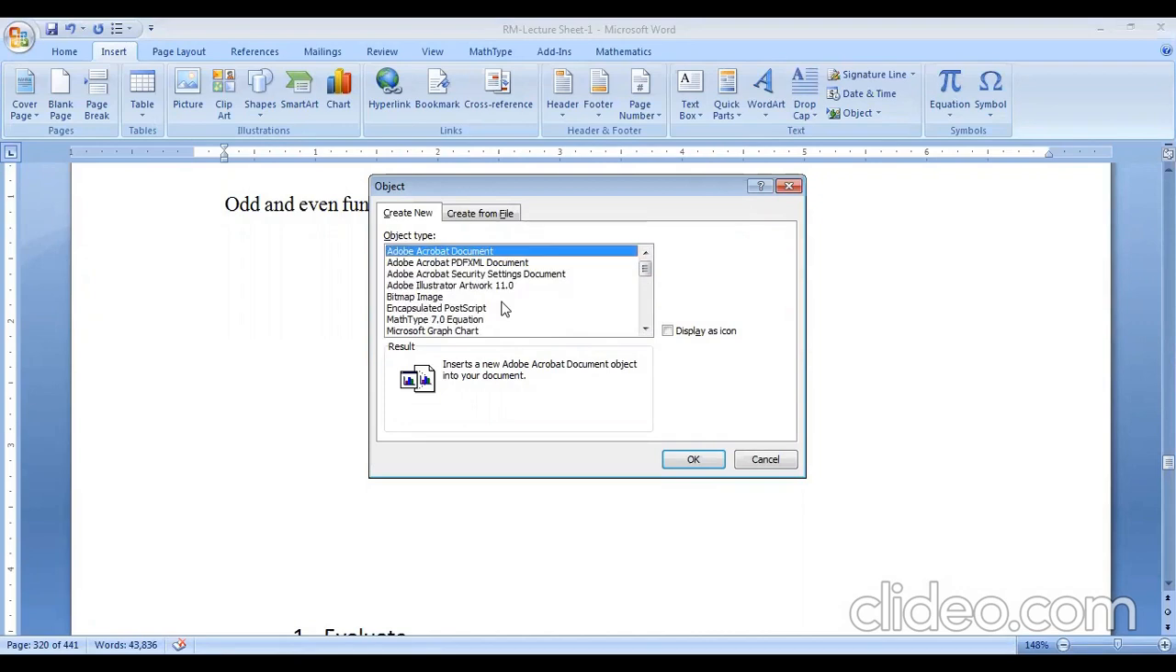Microsoft Math equation is not available now.